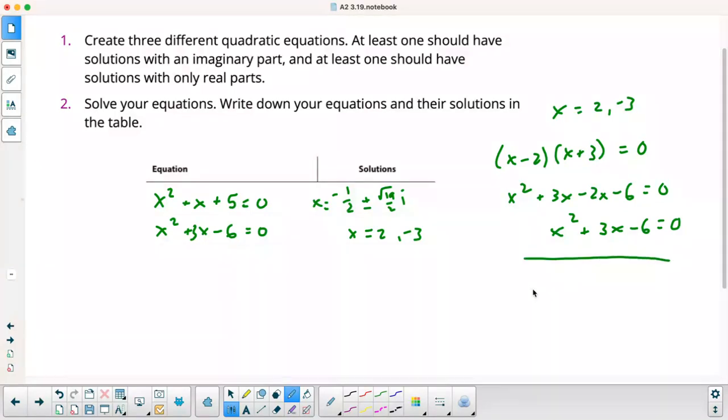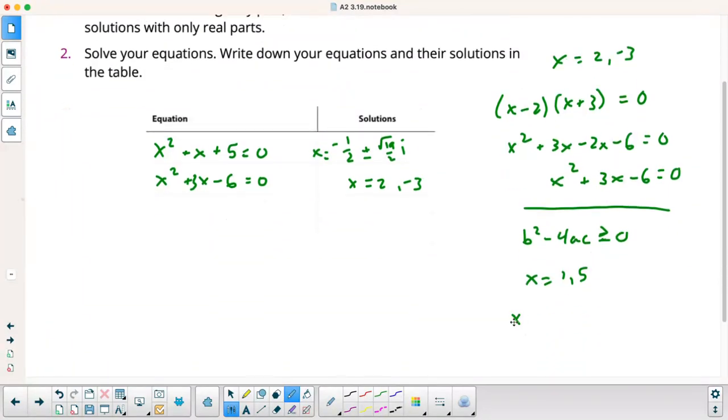Or if you want to use the discriminant, you would just need to have b squared minus 4ac equal to 0 or positive. So I would just say greater than or equal to 0. I'm going to do what I did for the last one. I'm going to say x equals 1 and 5. So I'm going to do x minus 1, x minus 5.